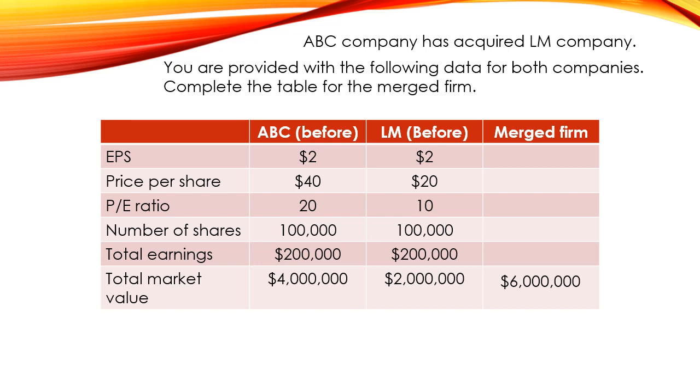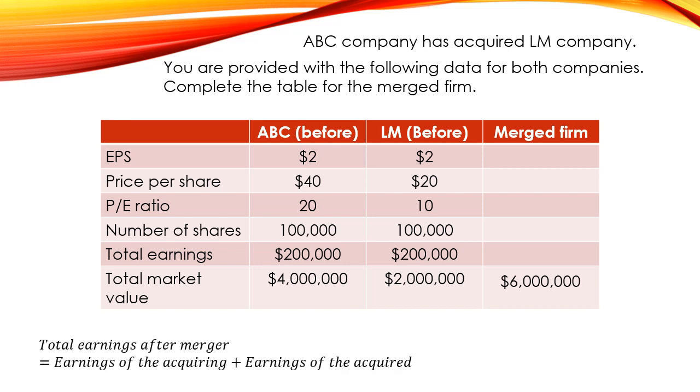Now we will determine the total earnings for the merged firm. We know that the total earnings after merger, or for the merged firm, is equal to the earnings of the acquiring firm ABC plus the earnings of the acquired firm LM. So also we have to sum up these two earnings. So it would be equal to $400,000. The total earnings for the merged firm are $400,000.